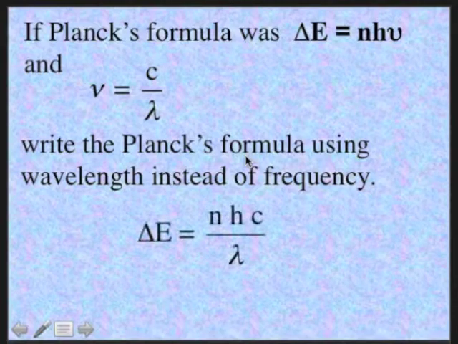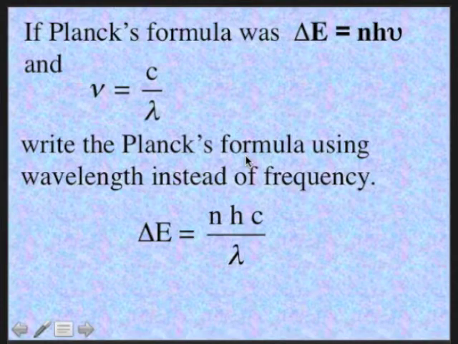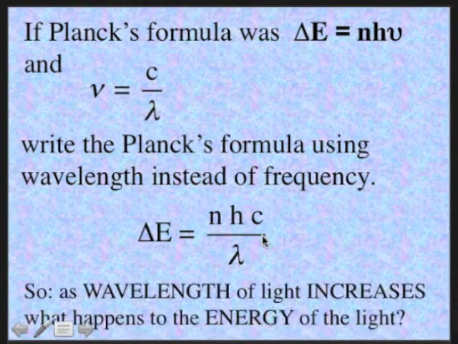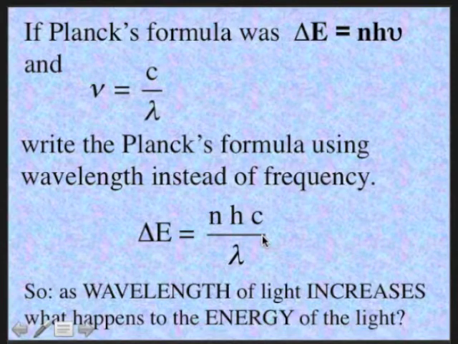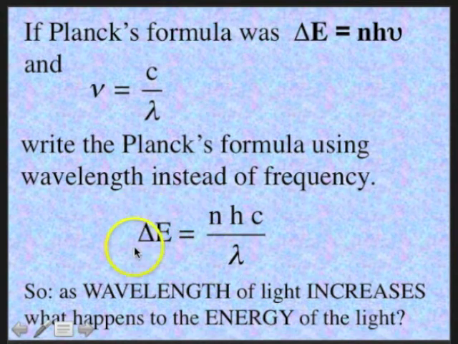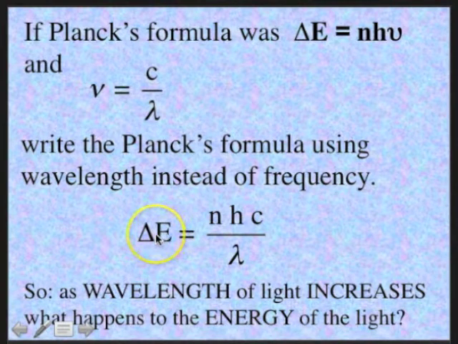Okay, you should have come up with something that looks like this. Delta E equals the quantum number n times Planck's constant times the speed of light divided by the wavelength. So, as the wavelength of light increases, what happens to the energy of the light? If this number in the denominator gets bigger, what's going to happen to the energy? If you think about it, we have an inverse relationship between wavelength and change of energy. As the wavelength gets bigger or longer, the energy becomes less for that particular wave.